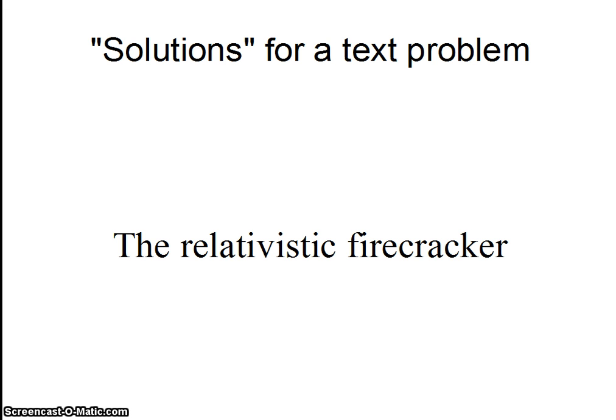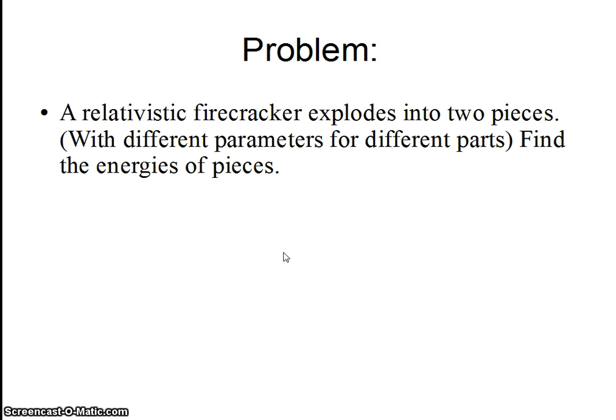A little supplemental video I'm making here, with, it says solutions, really kind of comments on a partial solution for a text problem. It's everybody's favorite text problem so far, I think, the relativistic firecracker. The problem essentially is a relativistic firecracker. It's got V is 0.99 times the speed of light, explodes into two pieces, and the different parts, A, B, C, have different parameters. Find the energy of the pieces, actually. In part C, it just asks you about finding the energy of one of the pieces.